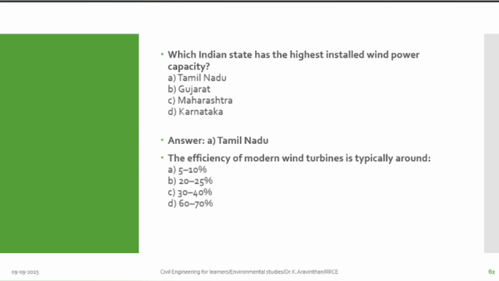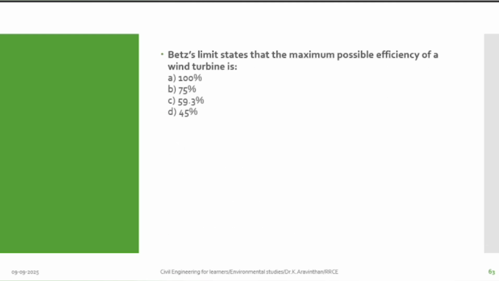Next one. The efficiency of modern wind turbine is typically around what efficiency? They have given you a table. In the table I have showed you what is the efficiency. 30 to 40 percentage is the efficiency. They have told 60 percentage of the wind will flow after the wind blade. That is what the answer. Only 40 percentage you can take maximum.